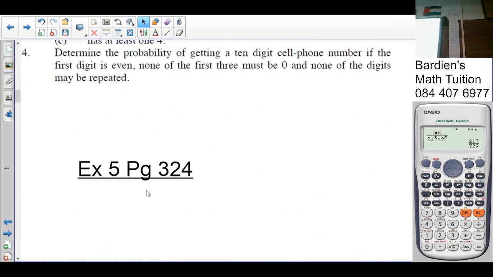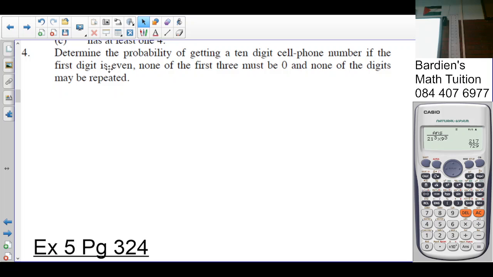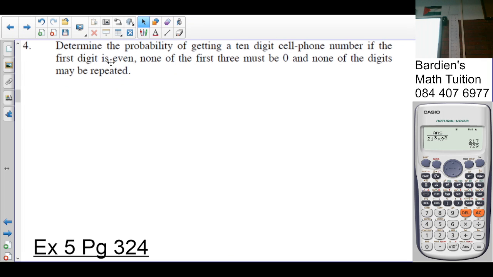Here's number 3. Let's look at number 4. Determine the probability of getting a 10-digit cell phone number, if the first digit is even. So it's 10 digits, 1, 2, 3, 4, 5, 6, 7, 8. Now normally our first digit starts with a 0, no? But here this is done for calculation purposes. Okay. Determine the probability of getting a 10-digit cell phone number if the first digit is an even number. So how many options do I have here? 2, 4, 6, 8. So how many options do I have here? Could be 0 also. 0 or even.